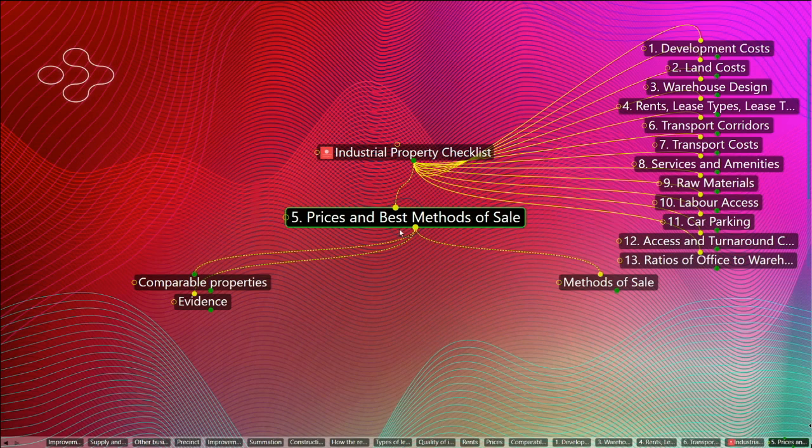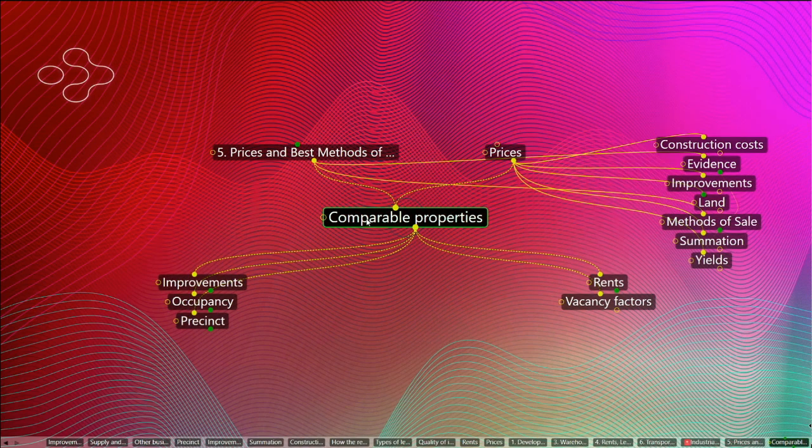So let's go first into comparable properties. Let's say you have an industrial property to take to the market. So you should go out there and look at the comparable properties in the region. And within that, there are these particular topics, which are improvements, occupancy, precinct, rents, and vacancy factors. So let's go through them in this way.